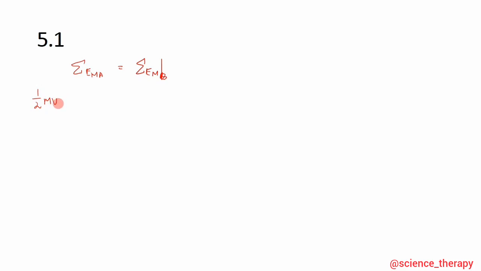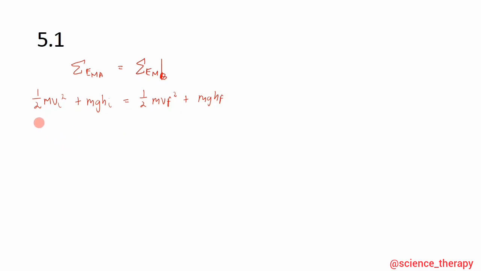mv initially squared plus mg h initially, is equal to half mv finally squared plus mg h finally. Now let's come to substituting.